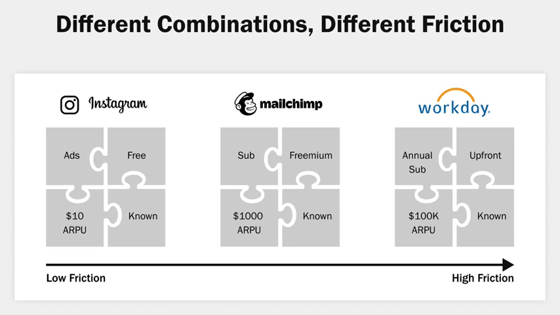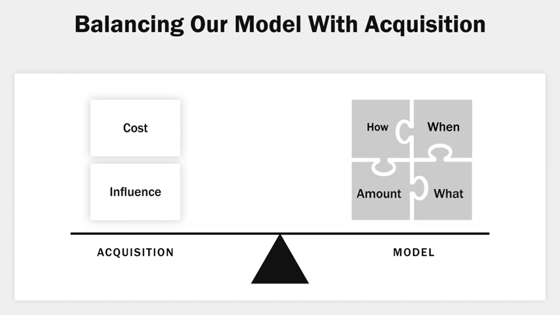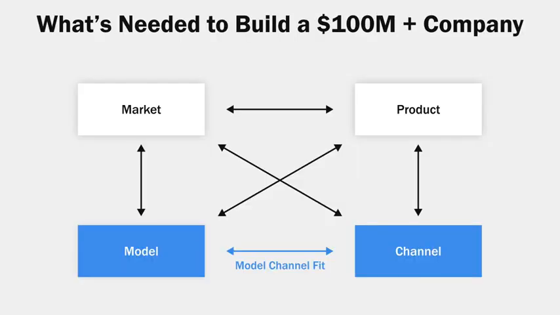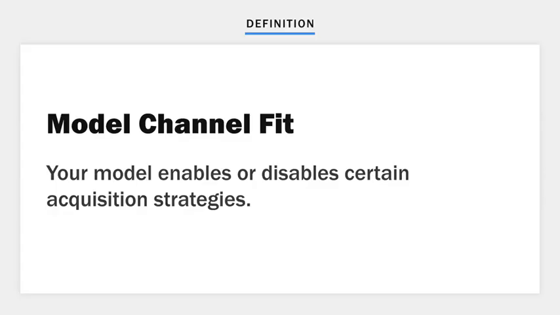Workday is an example, which you charge up front. It's an annual subscription, typically 6 figures or more per year, obviously very high friction. But what we want to be thinking about is how do we balance our model with our different acquisition channels, specifically the cost and the influence of our acquisition channels. And to explore this is what we call model channel fit. Model channel fit is where your model enables or disables certain acquisition strategies.